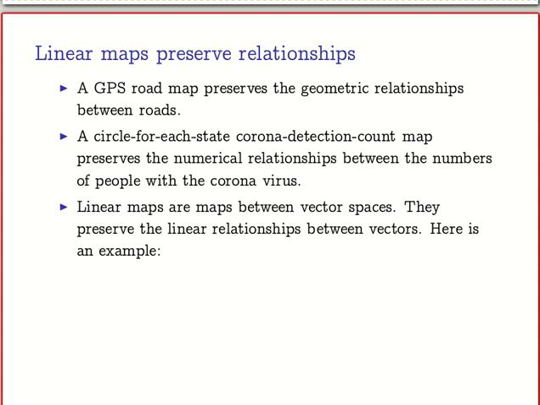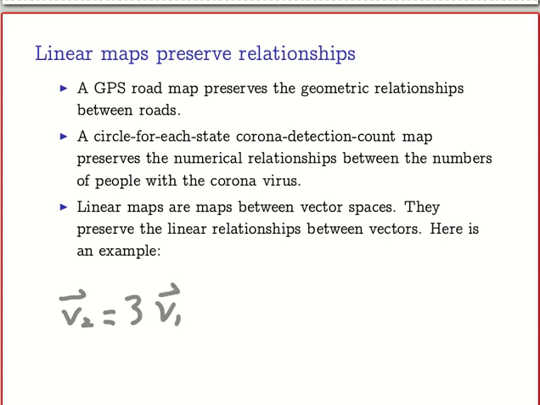The circle for each state corona detection count map preserves the numerical relationships between the numbers of people with the coronavirus. Now, linear maps are maps between vector spaces. They preserve the linear relationships between vectors. Here's an example. Let's suppose that one vector, v2, was equal to 3 times another vector, v1.